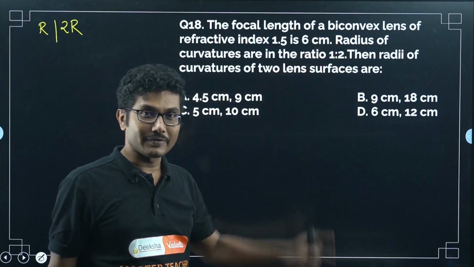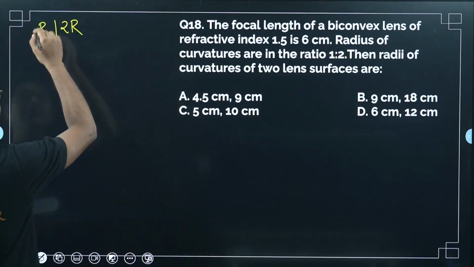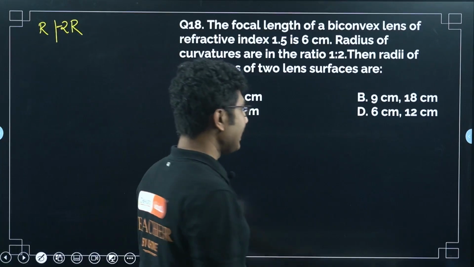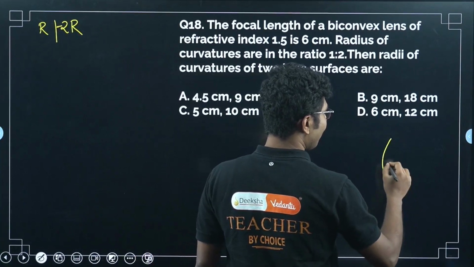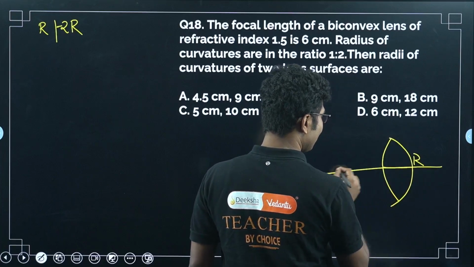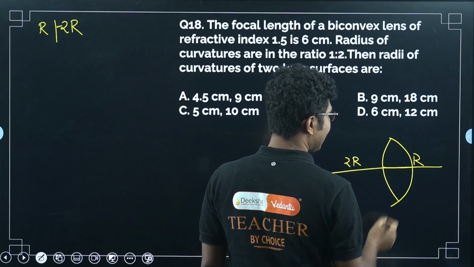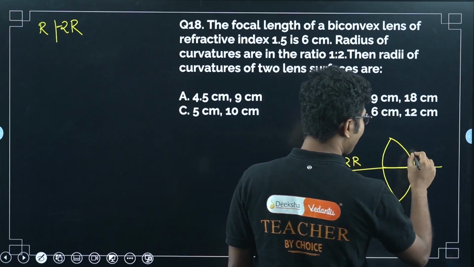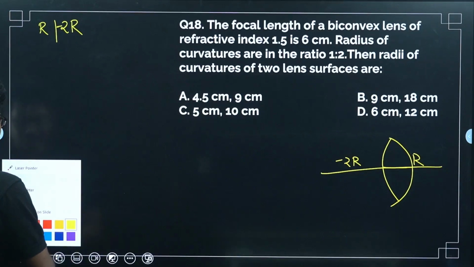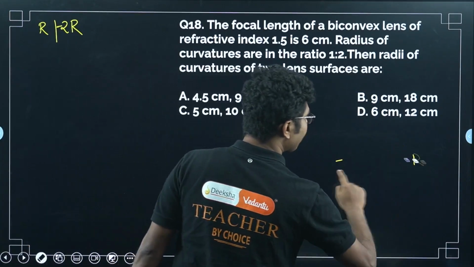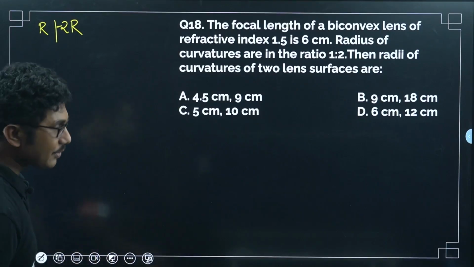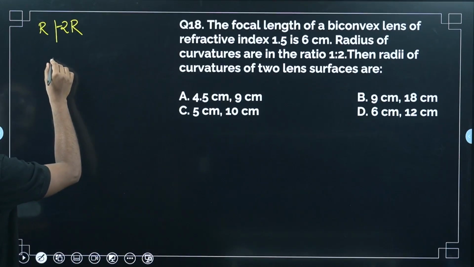It's a biconvex lens. So if the first one is r, the second one will be not only 2r, it will also be negative, right? So the first surface is this one, r, the second surface is this one, it is 2r. Right, so 2r should be negative, r should be positive. It is along the positive x-axis, this is along the negative x-axis, right? So first of all, we have to fix these two values. Now what else do we have to do? Yes, we have to use the lens maker's formula.